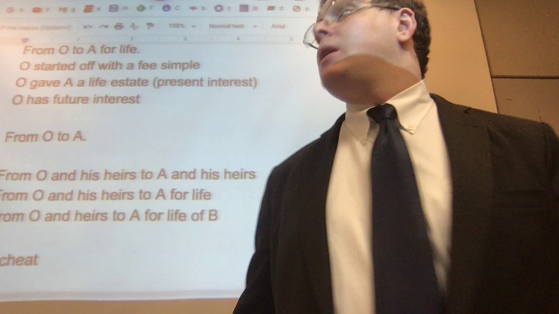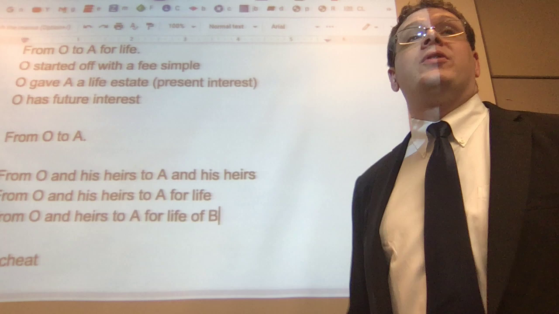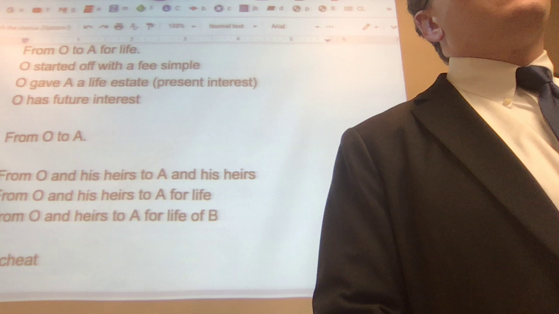In this first one, O is giving away present and future interest. He retains nothing. In the second one, O does retain a future interest. In this third one, O also retains a future interest. Grayson and then Marcos? So you're saying O and his heirs to A and his heirs, you're saying the same as O to A and his heirs?